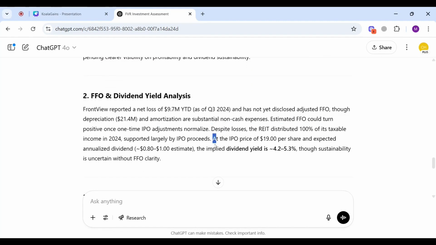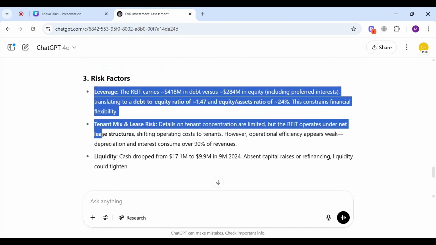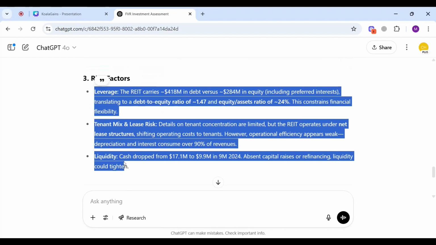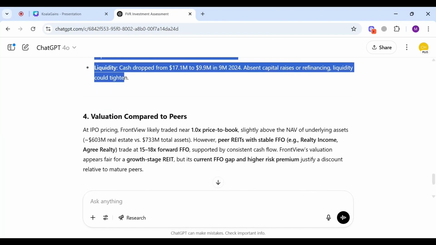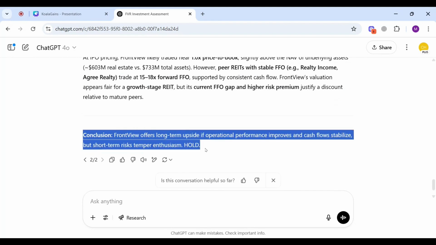It describes 3 risk factors that could impact its performance and dividends. In this paragraph, it compares a few REITs with other competitors based on the price-to-book ratio. In conclusion, it asks me to hold on and not to invest right away. Instead, I should wait and keep an eye on the performance.